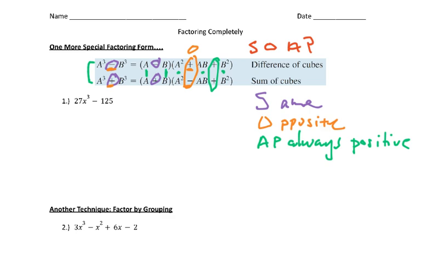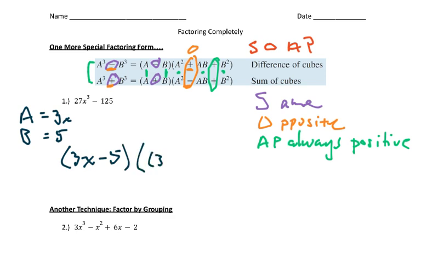Did you figure out that a is the cube root of 27x cubed, or 3x, and b is the cube root of 125, or 5? So here we have a cubed minus b cubed, so we're going to have 3x minus 5, because we're going to keep the sign. Then we're going to have 3x squared, and then the opposite of our sign, so it'll be positive, and then multiply the two together, 15x, and then the last one is always positive, and that's going to be your b squared, which would be 25.